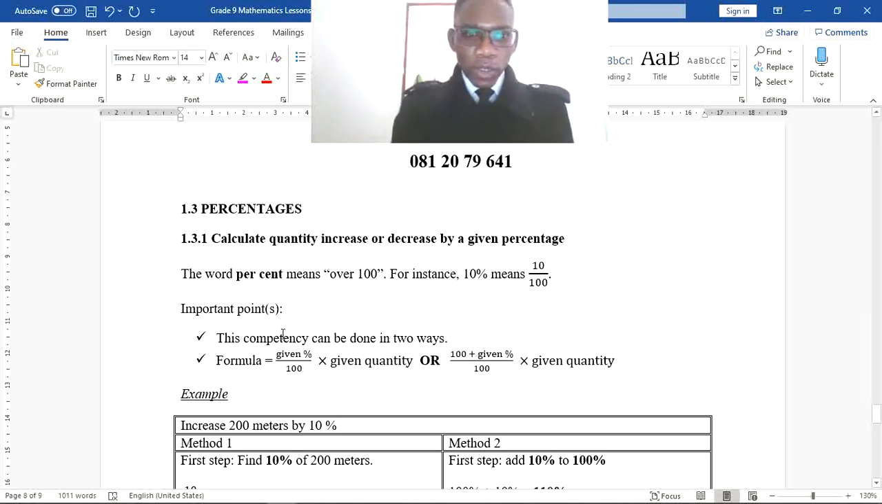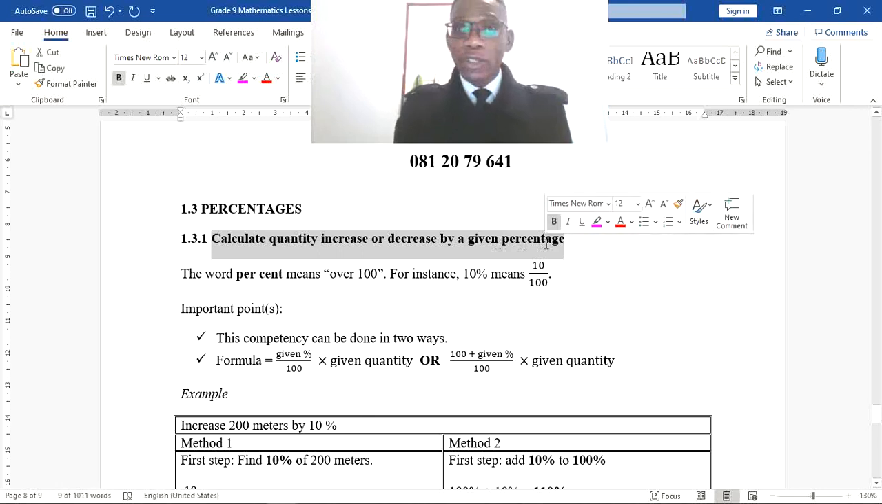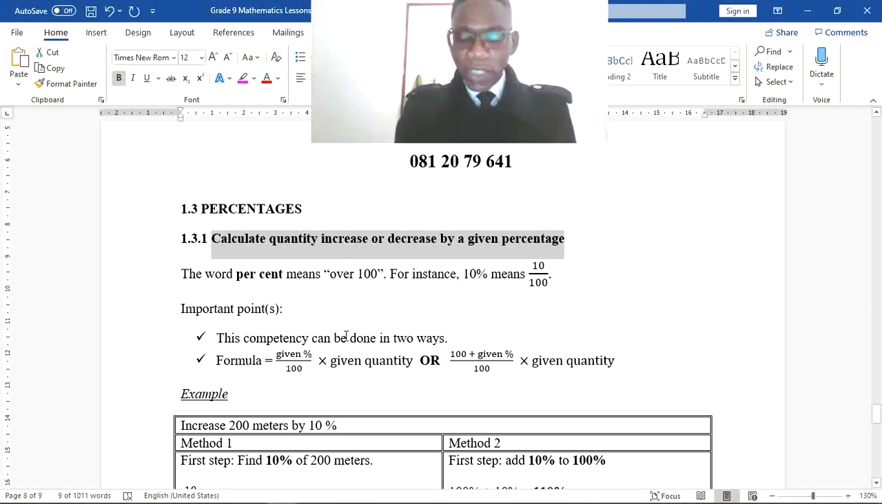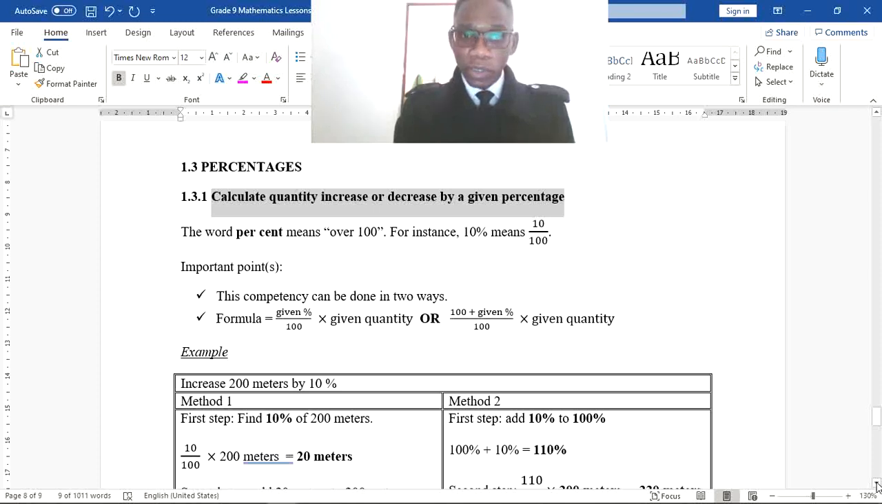This competency to calculate quantity increase and decrease by a given percentage can be done in two ways. I'm going to show you both ways, but in the exam it's up to you which method you are comfortable with. It doesn't mean that you should use all the methods, because most of the time, most learners don't have enough time. So choose the method that you are comfortable with.